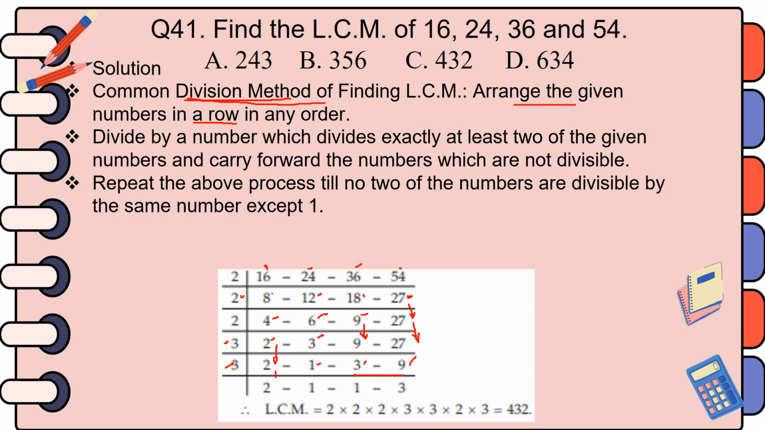2 cannot be divided by 3, so simply take 2 to the next stage, or carry forward number 2. 1 cannot be divided by 3, so carry it again to the next stage. 3 can be divided by 3. How much? 1 times. Okay. Then 9 can be divided by 3. Yes, 3.